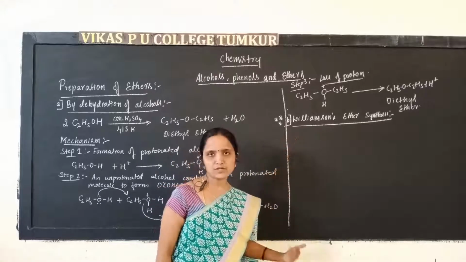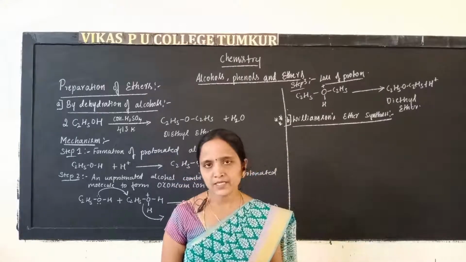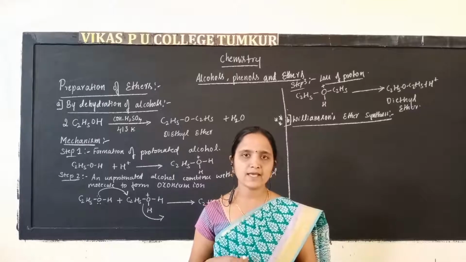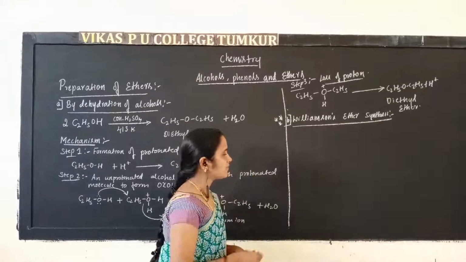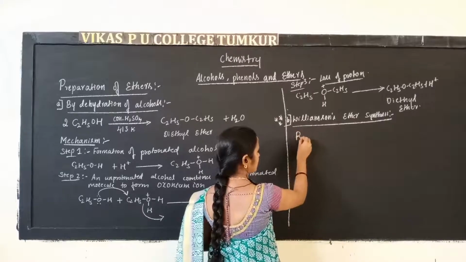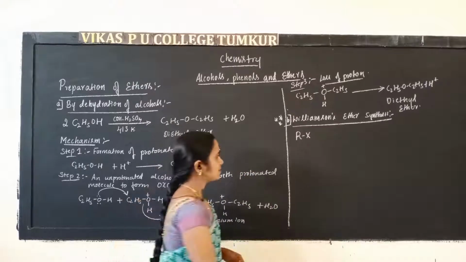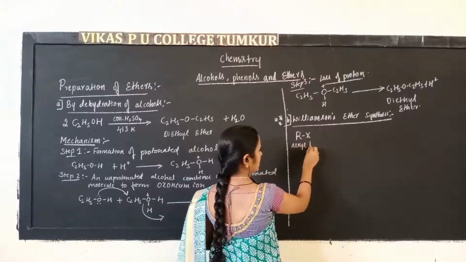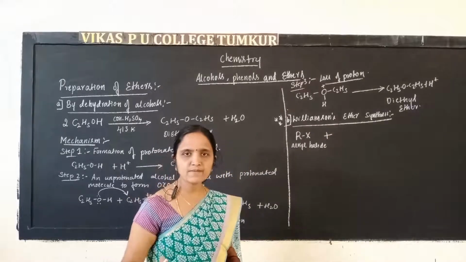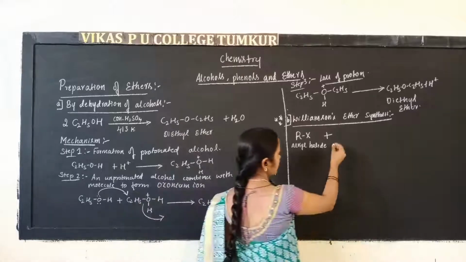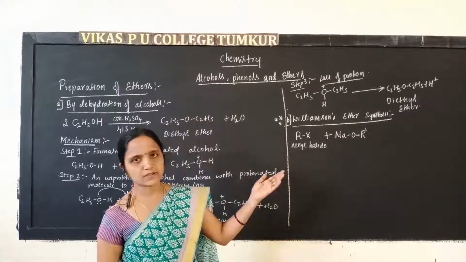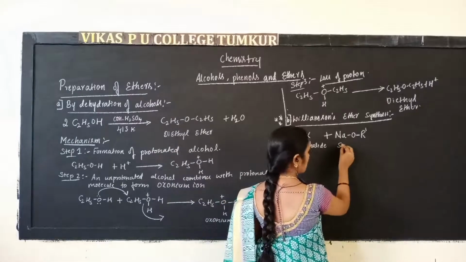In this, the preparation of the ether means that when an alkyl halide is treated with sodium or potassium alkoxide, an ether is formed. Suppose we take the Williamson's ether synthesis. The alkyl halide we represent by RX. The alkyl halide is treated with sodium or potassium alkoxide. If we take NaOR, we call it sodium alkoxide.